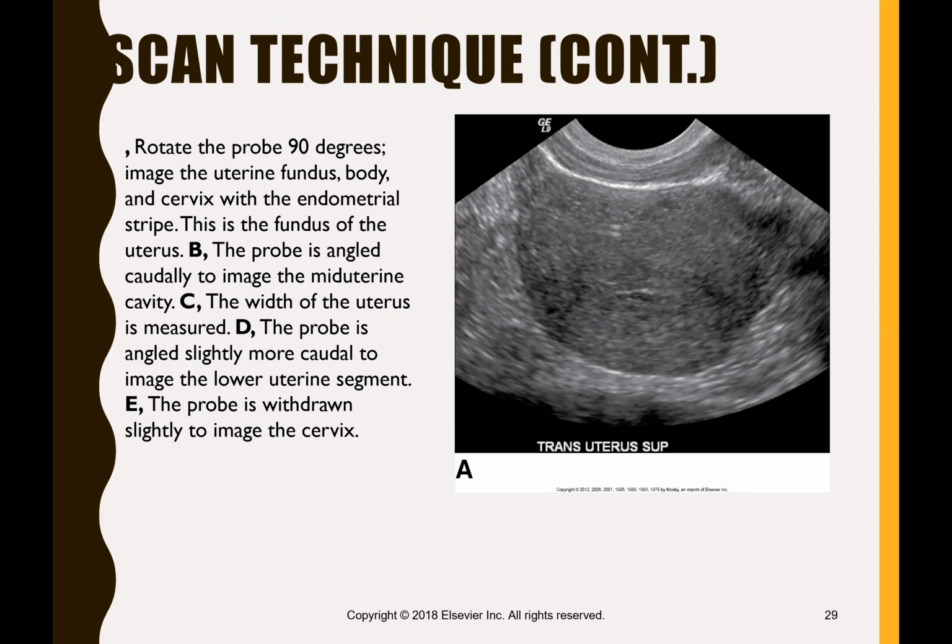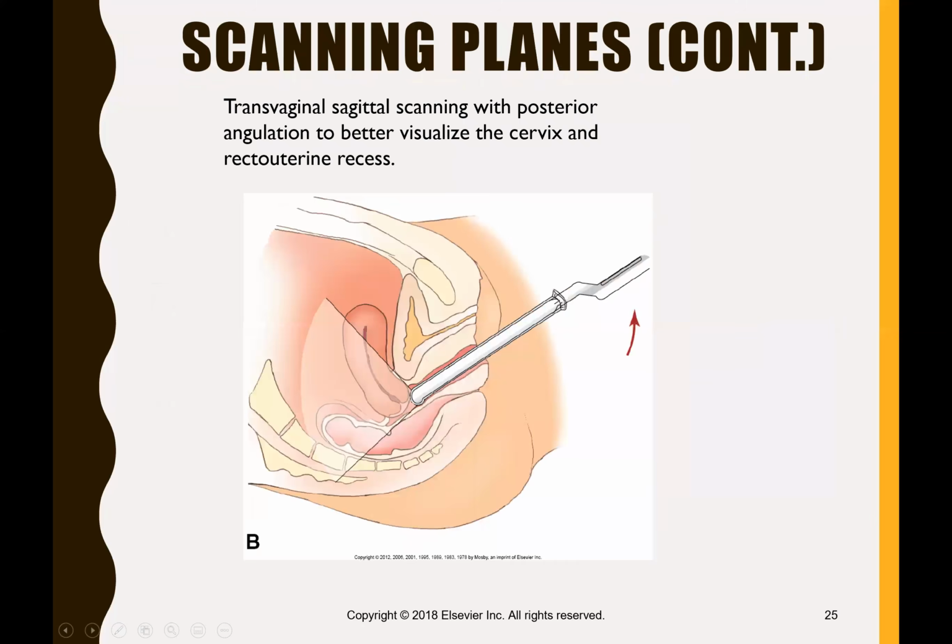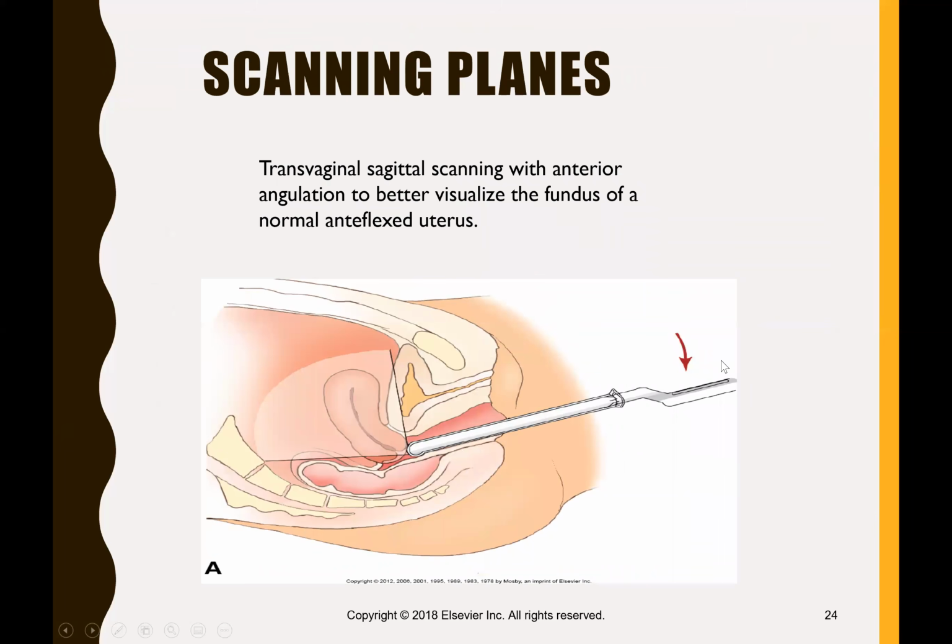Then you'll rotate the probe, and you'll pull the probe up a little bit to be able to see the cervix, and then you will slightly angulate it down posterior to get more of the fundus. So what I'm talking about is you start up high with the probe to get the cervix, which is actually posterior angulation. It's kind of confusing. And then you'll continually push the probe down to see more of the fundus, which is actually anterior angulation.